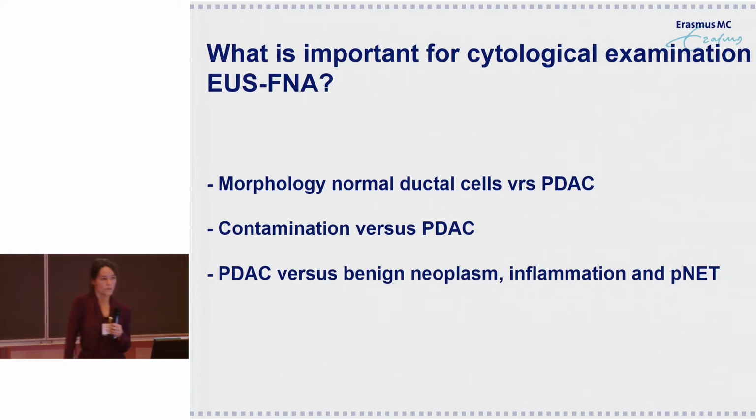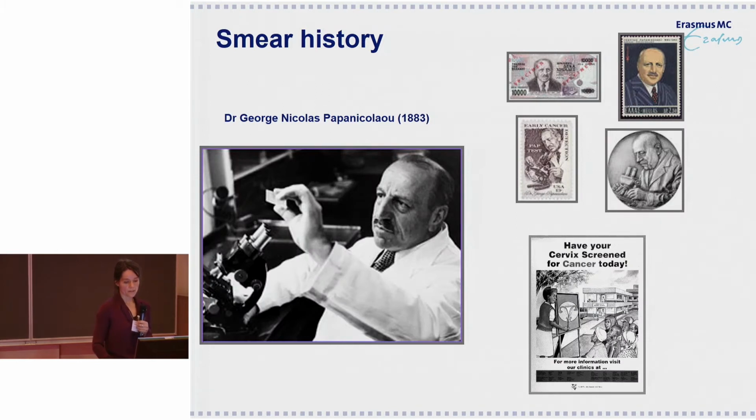So what do pathologists actually need to know and to differentiate on the FNA sample? They need to know how the normal ductal or acinic cells look, and also, of course, the cytology of the adenocarcinoma. But they also need to know what contamination from gastric, stomach, and duodenal parts looks like. And they also have to differentiate ductal carcinoma from other lesions like benign neoplasms. So historically we use smears for that. FNA is put on the smears, and the smear has a long history and tradition, right?